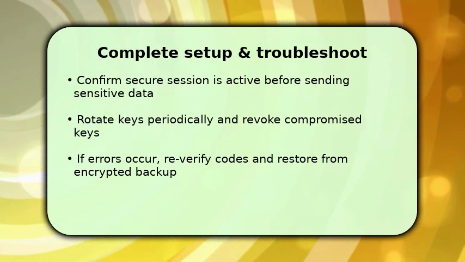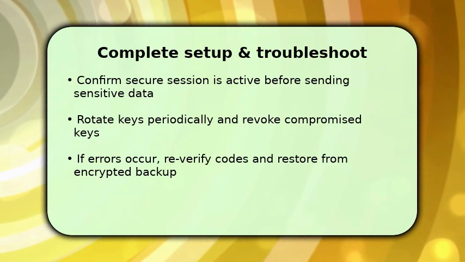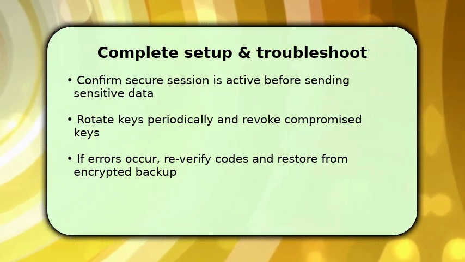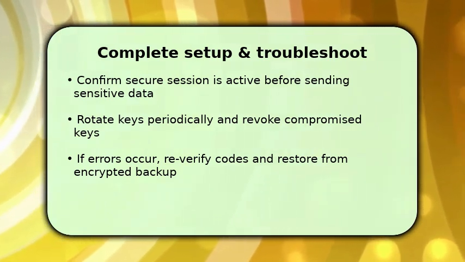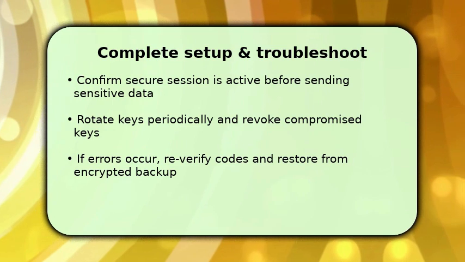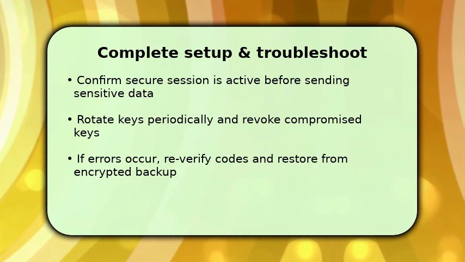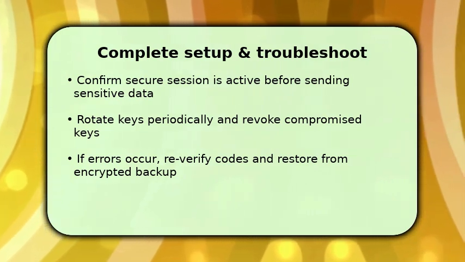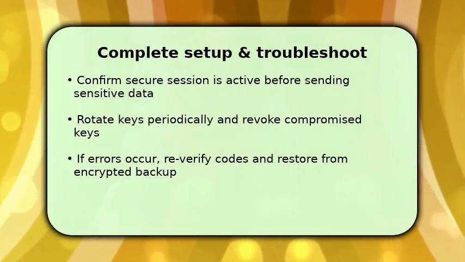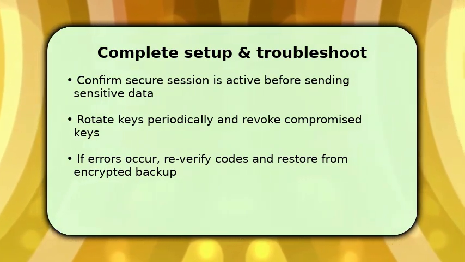Finish by initiating a secure session and confirming the app shows an active end-to-end encryption indicator before exchanging sensitive messages. Once the session works, enable periodic key rotation and revoke keys if a device is lost. If you encounter problems, re-verify verification codes with your contact, check clock sync on both devices, and restore your private key from an encrypted backup if needed. That single troubleshooting tip, always re-verify codes, resolves most handshake or impersonation errors quickly.